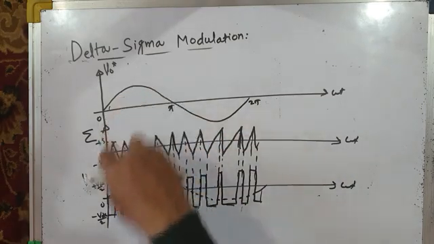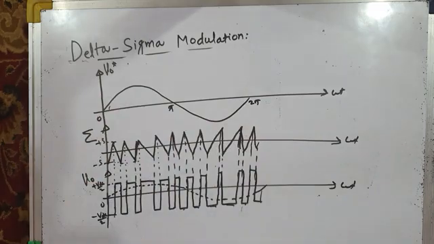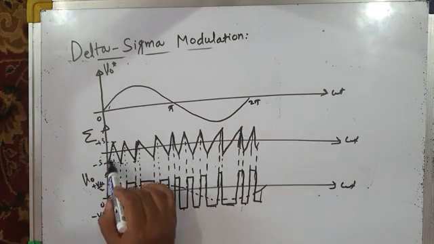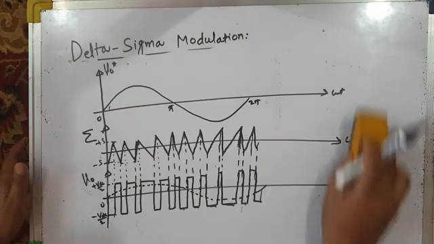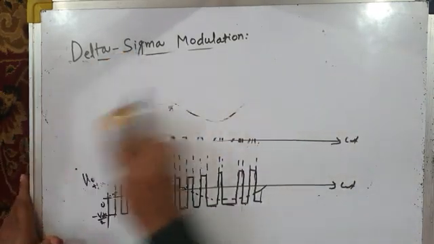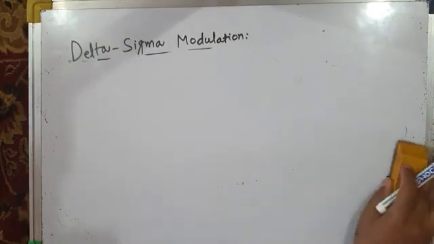So therefore, we are directly controlling the inverter output voltage through the integration of the delta, so by delta sigma modulation. Okay, so this is how we do it. I hope this is clear to you. So that's why it's called delta sigma modulation.